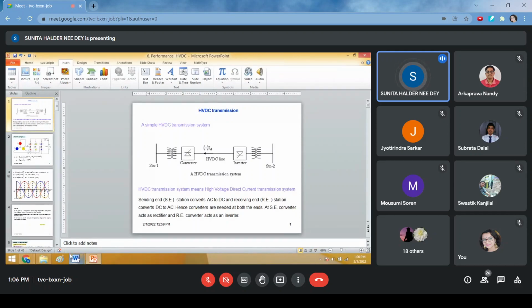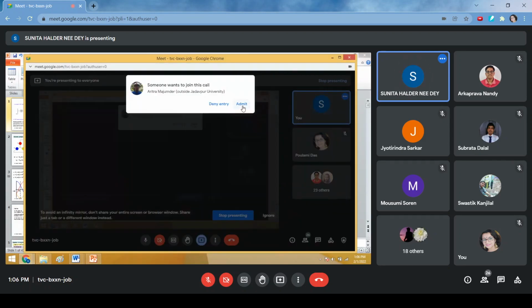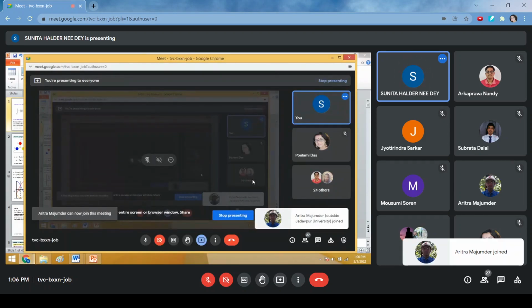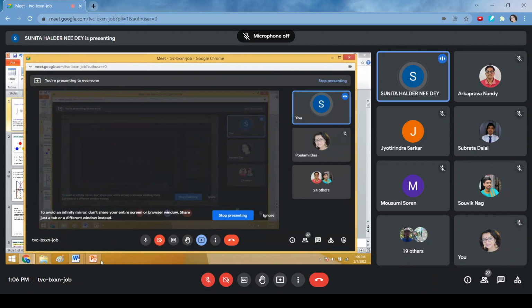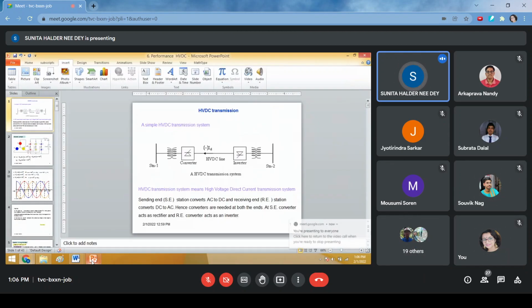So, I hope you can see the screen. Can you see the screen? And yes, around 150, you write your name and roll number in the chat box, right? Not around 150, not now.